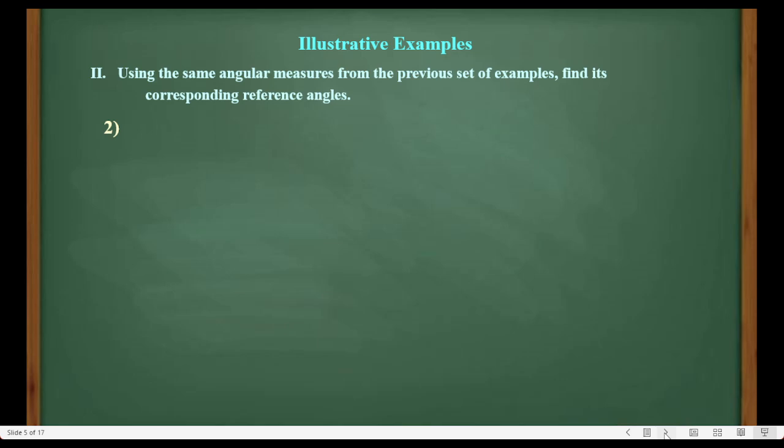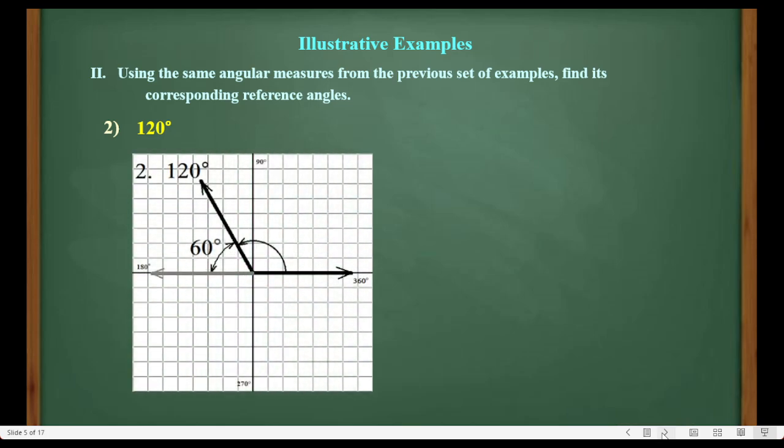we recall that the given angular measure in number 2 is 120 degrees. So if we want to get its reference angle, we could illustrate or trace the angle whose measure is 120 degrees. So again, consider this Cartesian plane or rectangular coordinate system. And of course, the first side, which is the initial side, is always along the positive x-axis. And to trace the terminal side, we could use a protractor here. And we found out that the terminal side lies in quadrant 2.